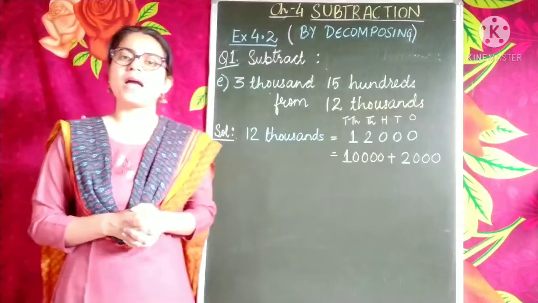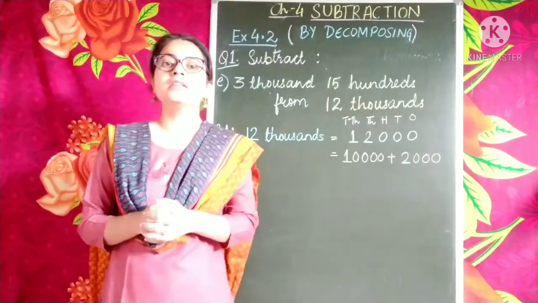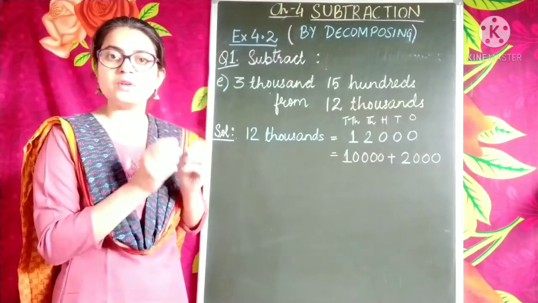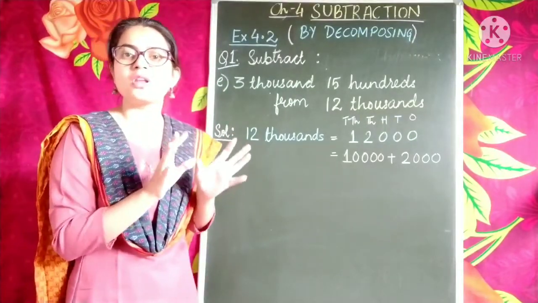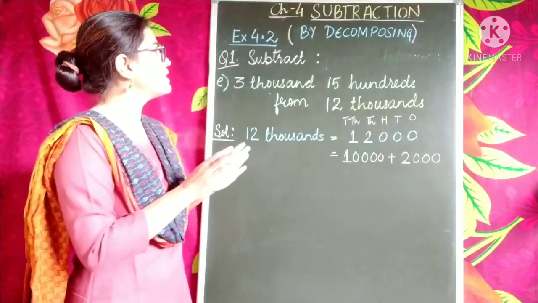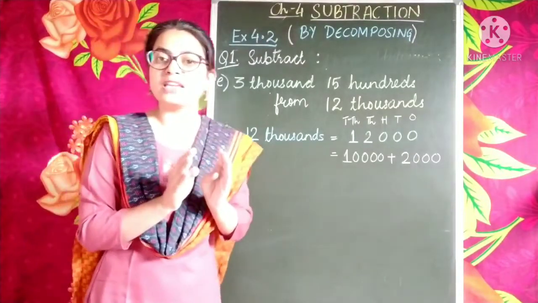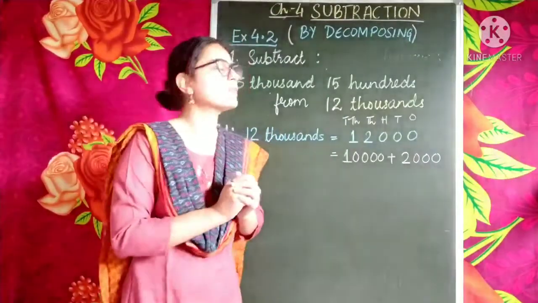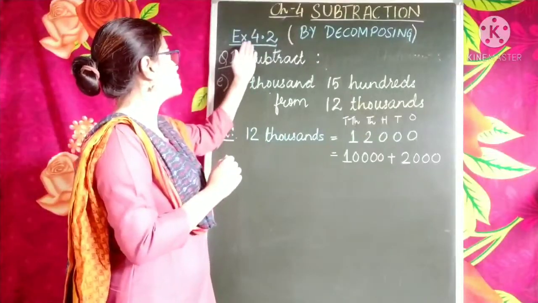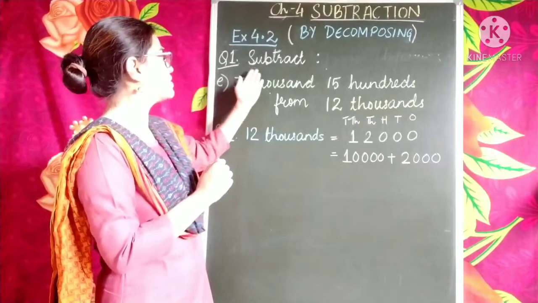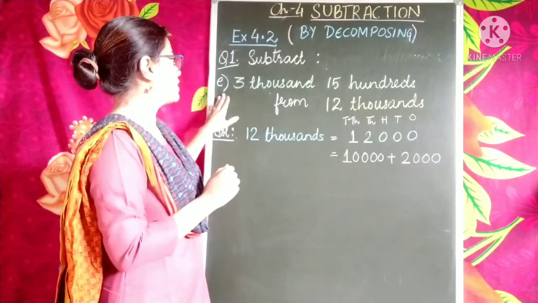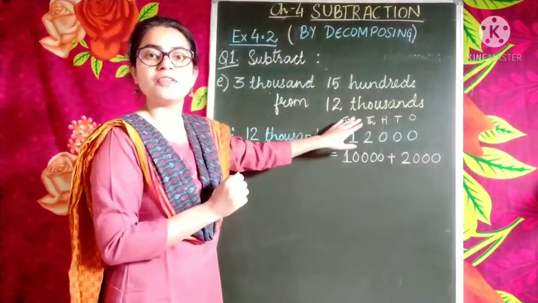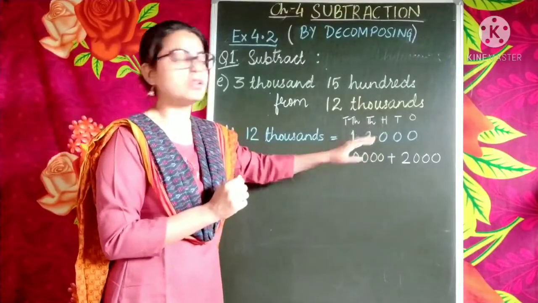Now you will ask me, ma'am, what is decomposing? The meaning of the word decomposing is to break down into smaller parts or smaller pieces. So here what are we supposed to do? We are supposed to break down the bigger number into smaller parts. So here in exercise 4.2 I have taken up the first question, subtract 3,000 1500s from 12,000. So this is our question.